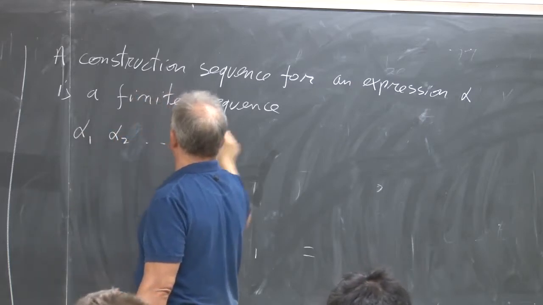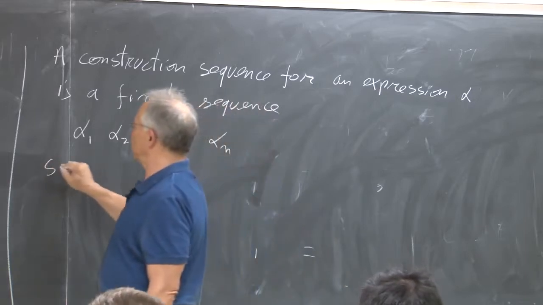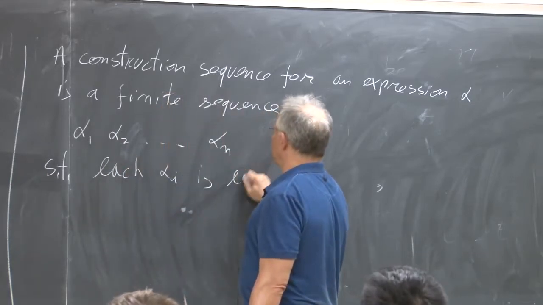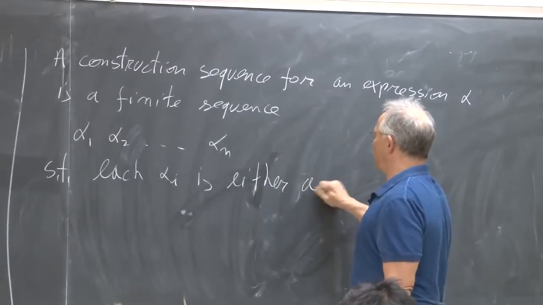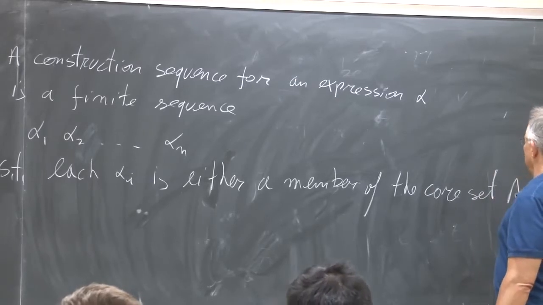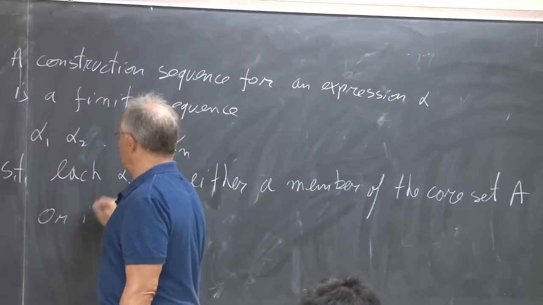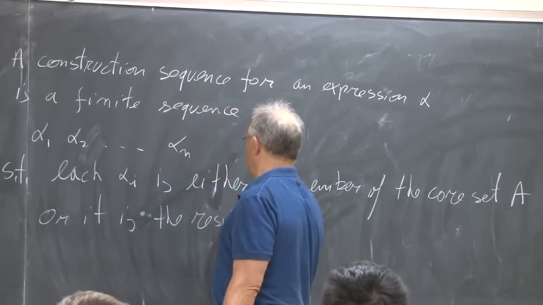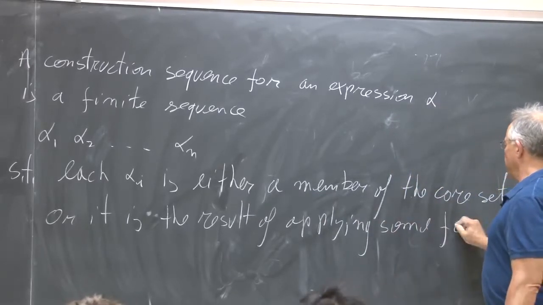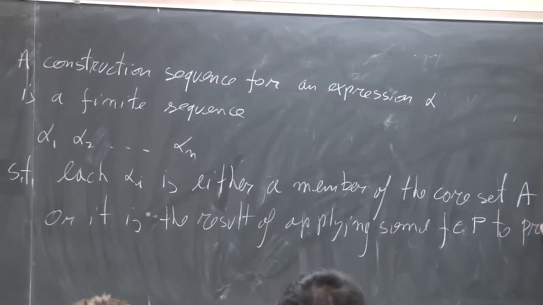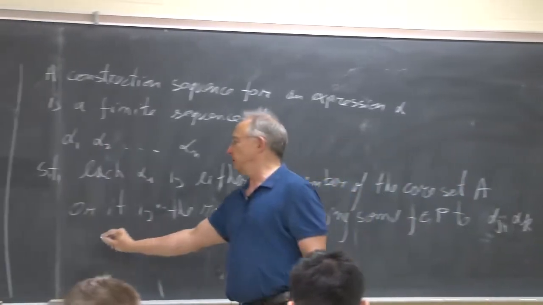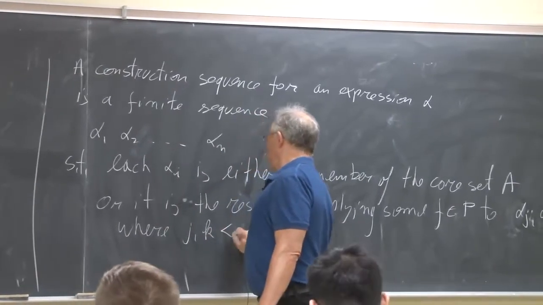alpha 1, alpha 2, up to alpha n, such that, what do I require? Each alpha i is either a member of the core set A, or it is the result of applying some f in P to previous elements, say alpha j, alpha k, where j and k are smaller than i.